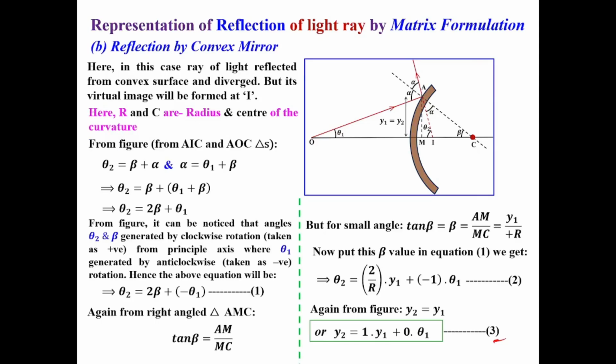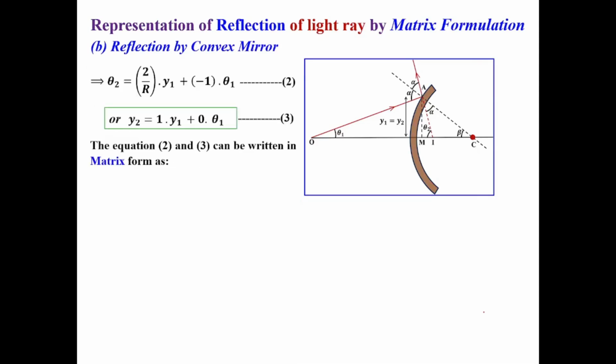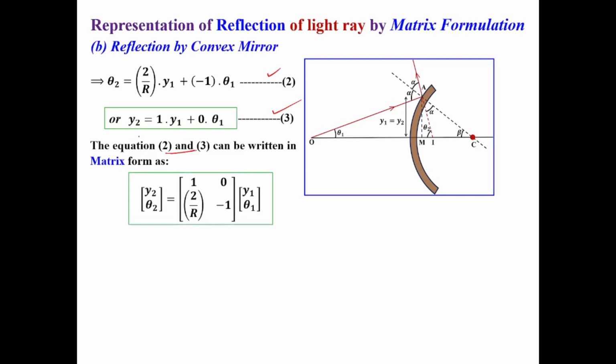Now again I have written these two equations in this slide. So we found equation number 2 and 3. Now we are going to write these two equations in matrix form. How are we going to write? Y2 theta 2, here Y2 theta 2, we just write the coefficients: 1 0, then 2 by R and minus 1, the coefficients of Y1 and theta 1, multiplying Y1 theta 1. This is your 2 cross 1 matrix, this is your 2 cross 2, and this is your 2 cross 1 matrix. From this matrix representation, we can find Y2 and theta 2 in this polynomial form.